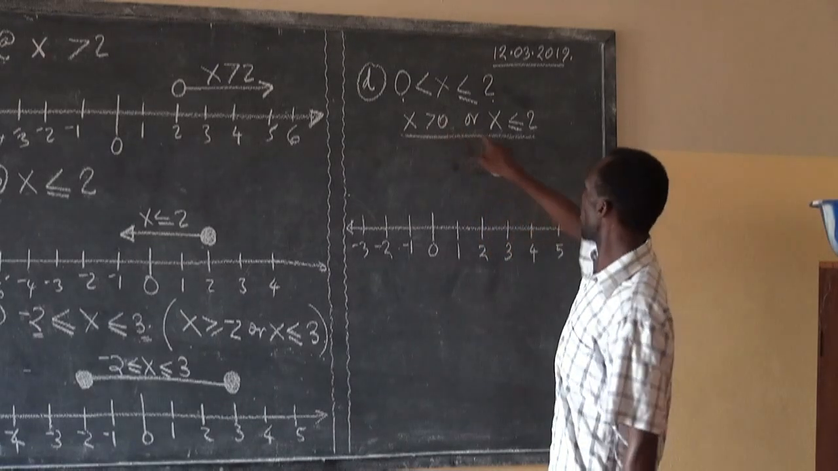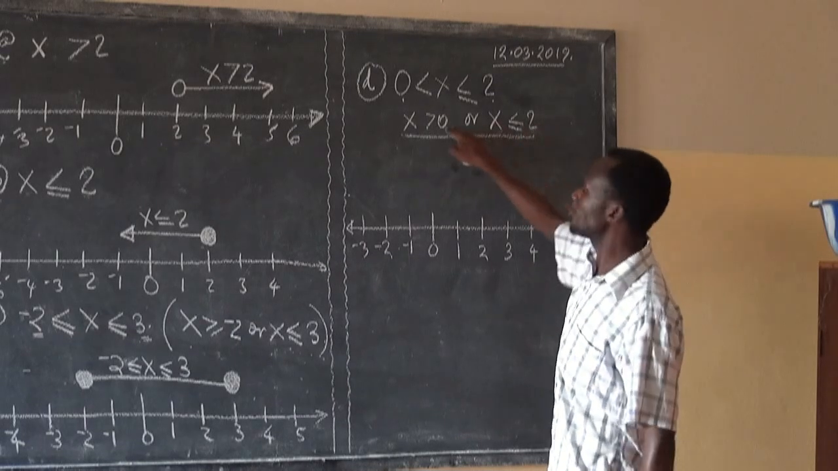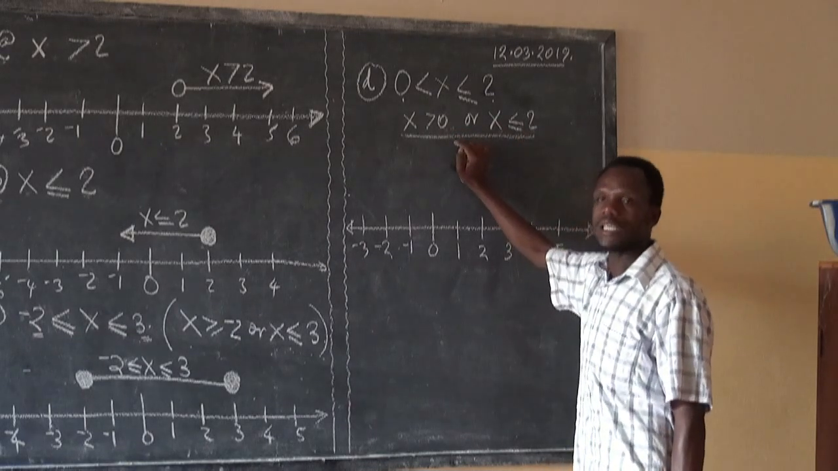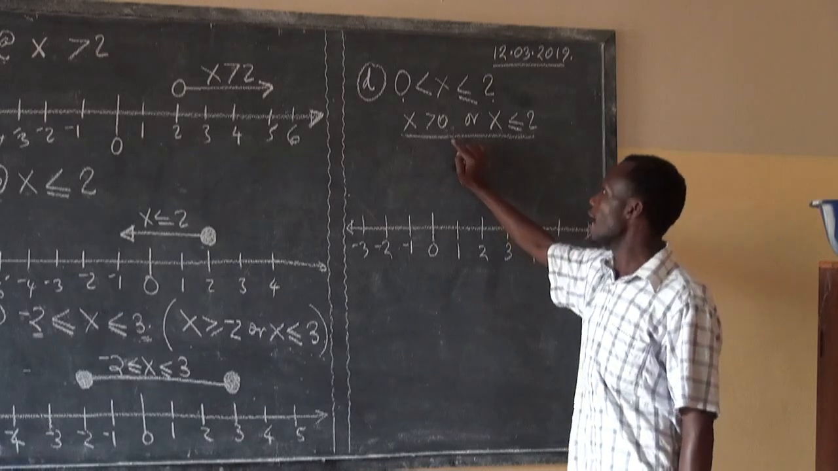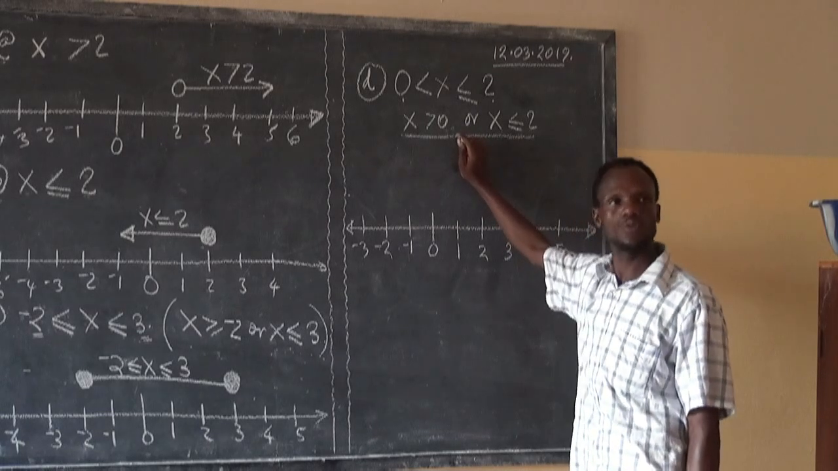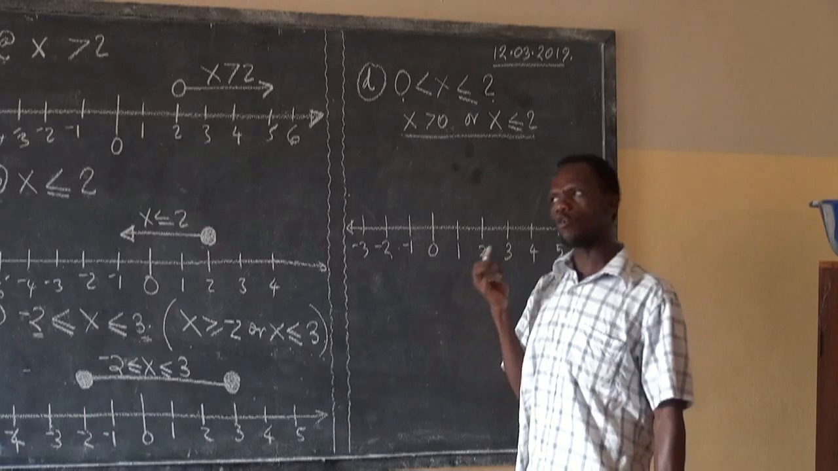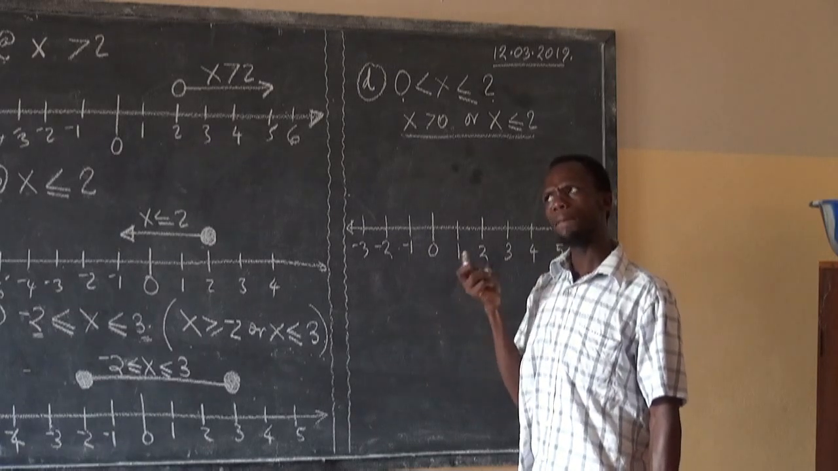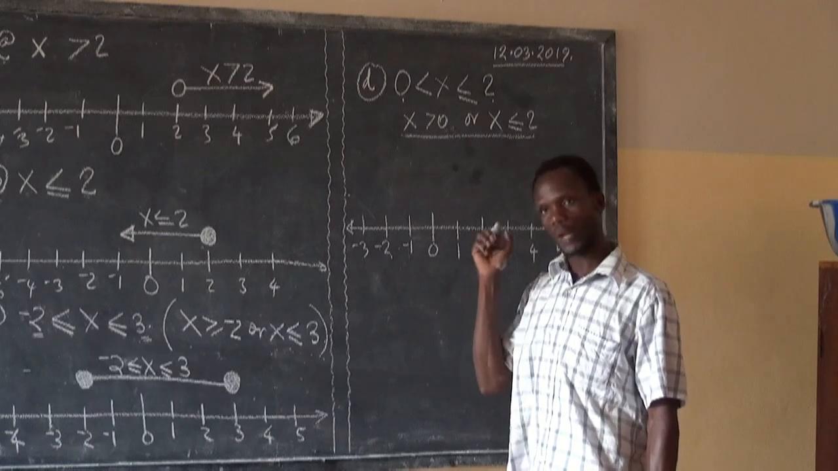Kwa hiyo ikiwemo 2, lakini sifuri haimo. Kwa sababu nikisema kwamba taja namba kubwa kuliko sifuri, hauwezi ukaanza na sifuri. Lazima utaanza namba kubwa kuliko sifuri ni 1, 2, 3, 4 na kuendelea.